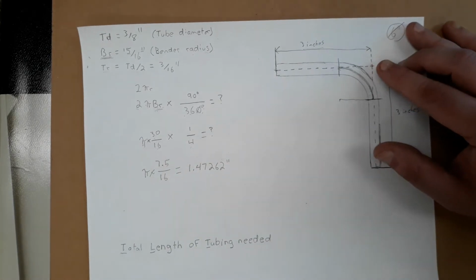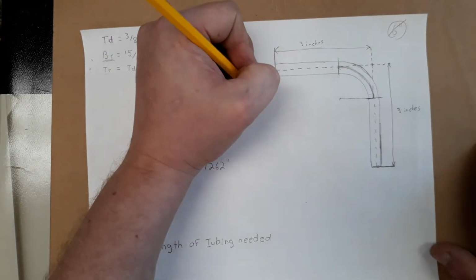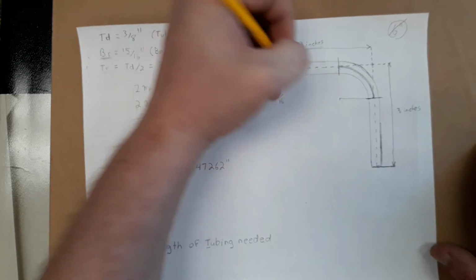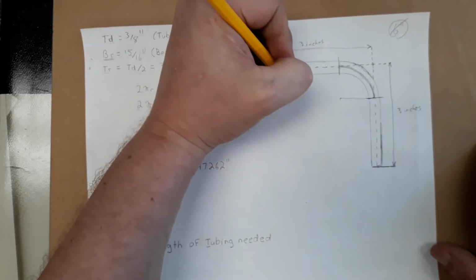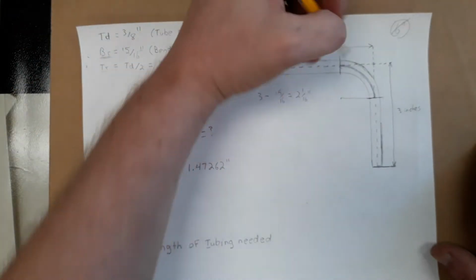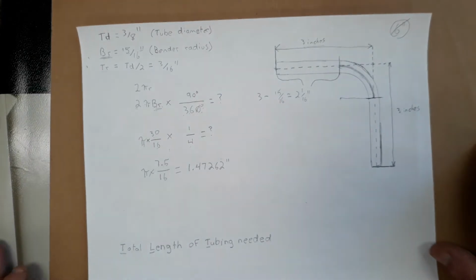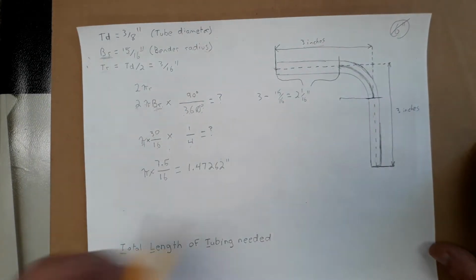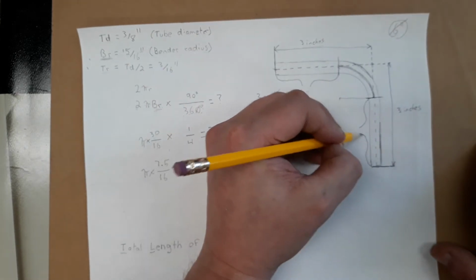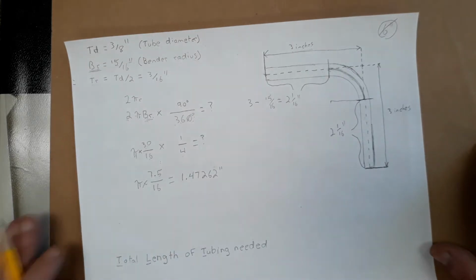So 3 minus 15/16. Okay. 3 minus 15/16 is going to give me 2 1/16. Okay. So the length from there to there is 2 1/16. Because this is symmetrical, that also means that this is 2 1/16 inches.